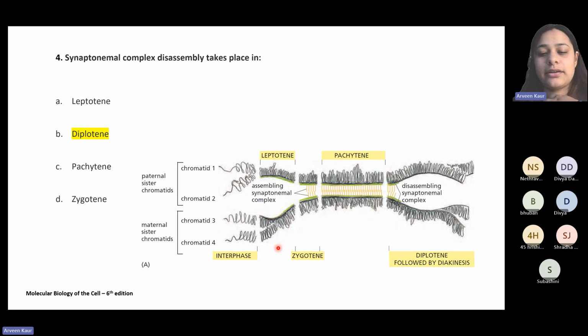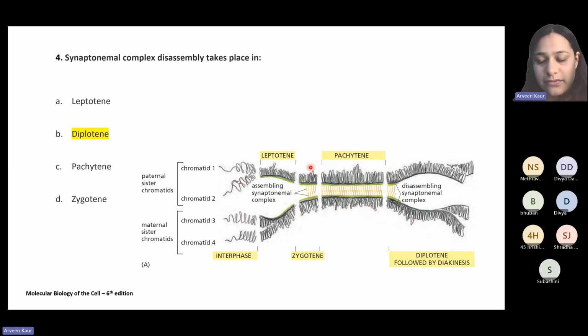But in zygotene, the phase that follows leptotene, synaptonemal complex assembly begins, right? What will this synaptonemal complex do? It will bring the two homologous chromosomes, the paternal chromosome and the maternal chromosome, together, right? So this is where the assembly of the synaptonemal complex will begin.